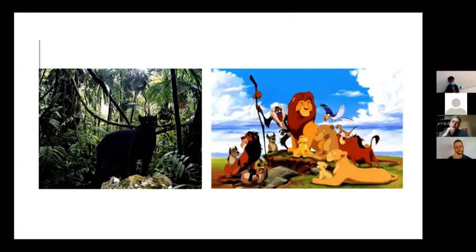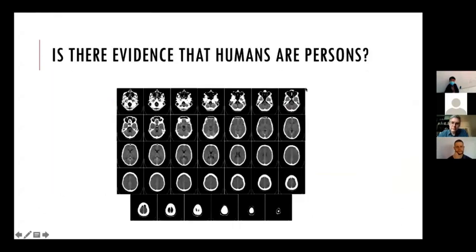When we think about this, we might say, well, that's very cute, isn't it? But of course, we all know that these trees and these animals aren't persons. There's no evidence for them being persons. Or is there? So what's the evidence that humans are persons? How can we know if something is actually a person? I guess that's the question I want to ask you guys. Whether a human or an animal, anything. What's the evidence that it's a person?